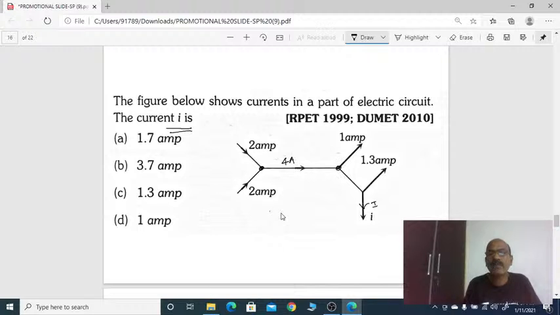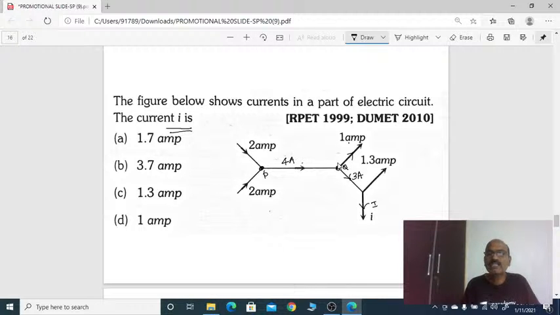Now this junction is P, and this junction is Q. 4 ampere current is coming towards the junction but 1 ampere is leaving away, so 4 minus 1, 3 ampere will come at the junction. Now 4 ampere is coming, 2 plus 2, 4 here; 1 is leaving away, so 4 minus 1, 3 will come here.